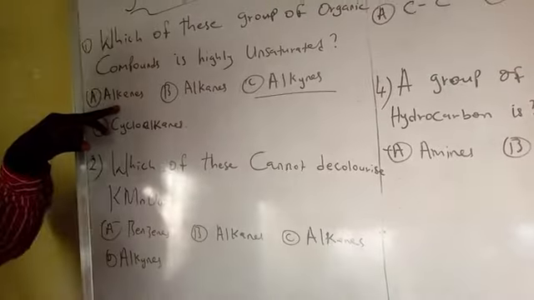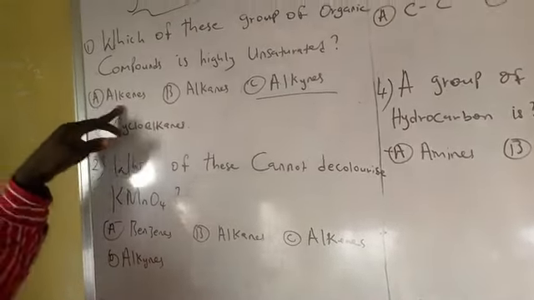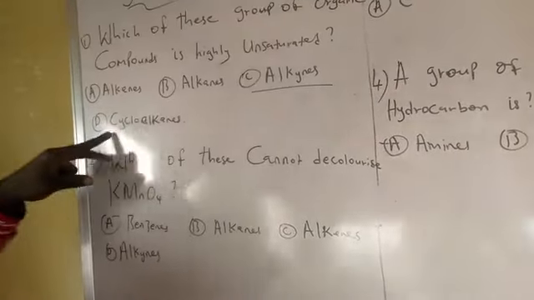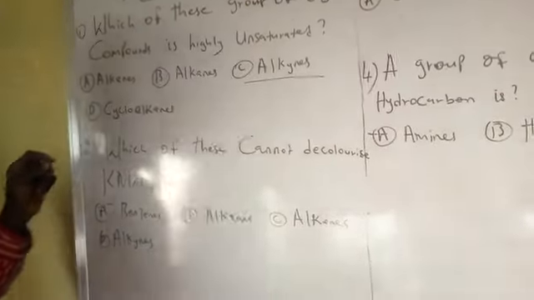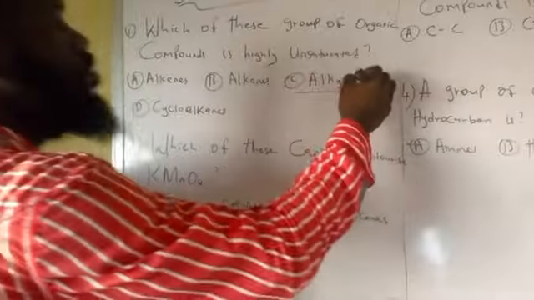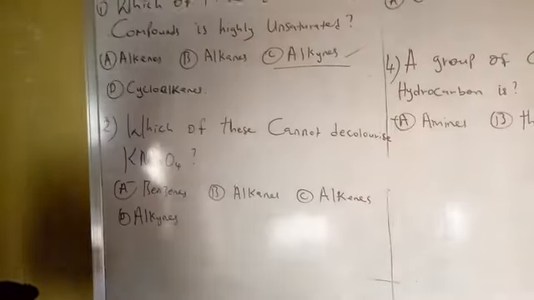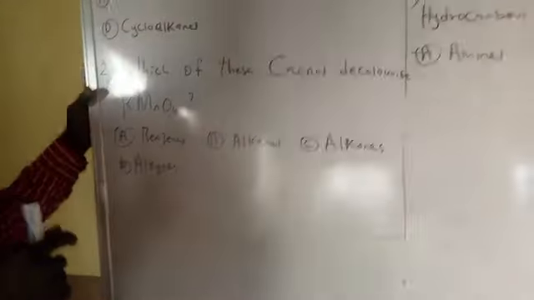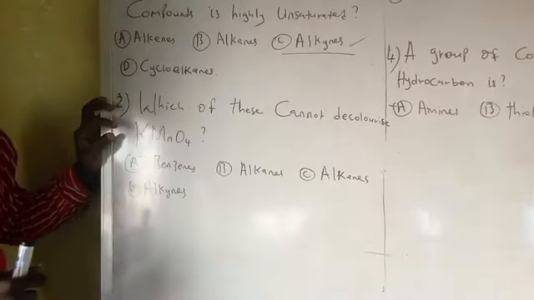The alkenes is carbon-carbon double bond, so it is lesser compared to what? Alkyne. Then the cycloalkane is not under unsaturated compound, which is under alicyclic compounds. That answers the question. Now, number two, which of these cannot decolorize potassium permanganate, KMnO4?